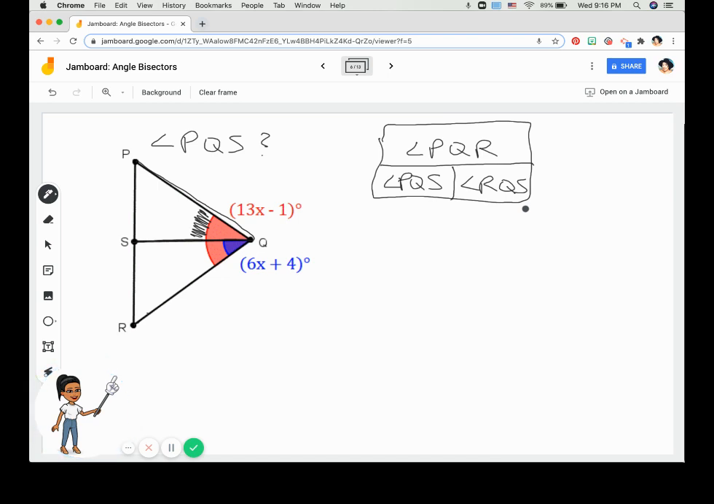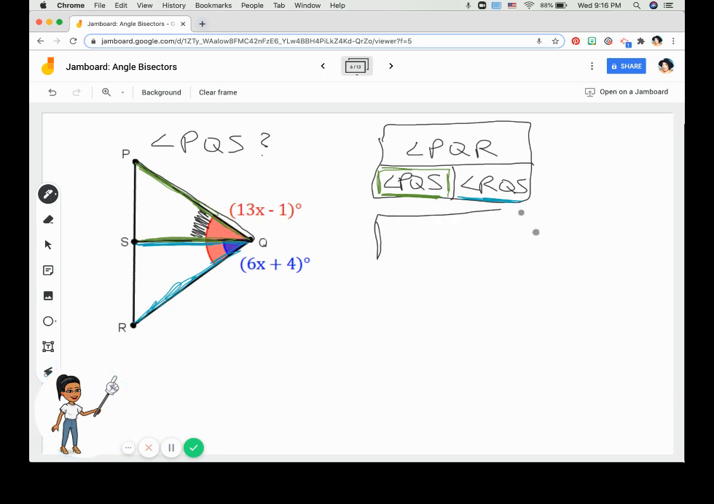Okay, so we have these two angles. I will highlight them for you. Here we have PQS. And then here we have RQS. This is RQS. This is PQS. And we only want to find out what PQS is.